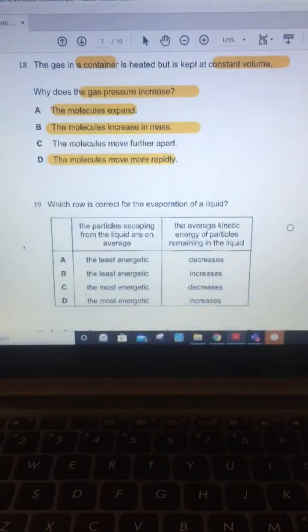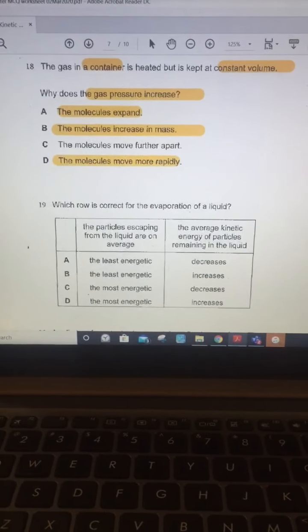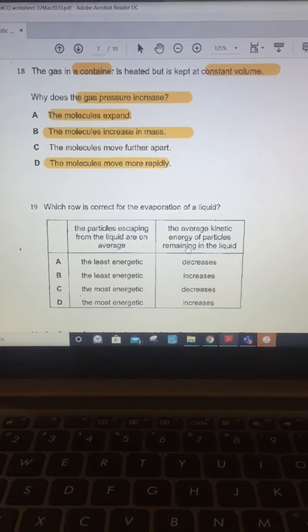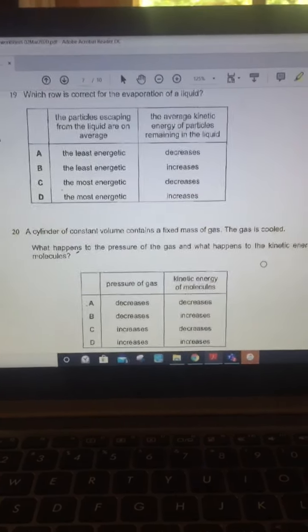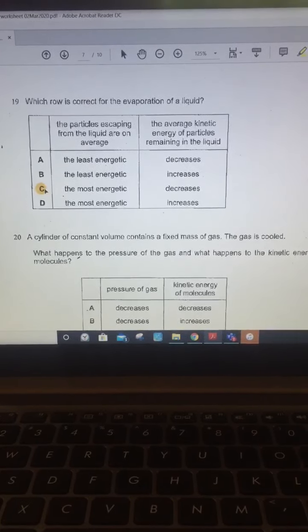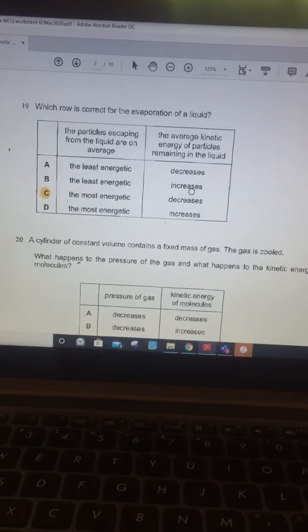One of the important evidence for the particle theory. So question number 19, which row is correct for evaporation of a liquid? Guys, this is again the same question, the exact same question. So question number 19, again the answer is C. Somehow it is repeated again.